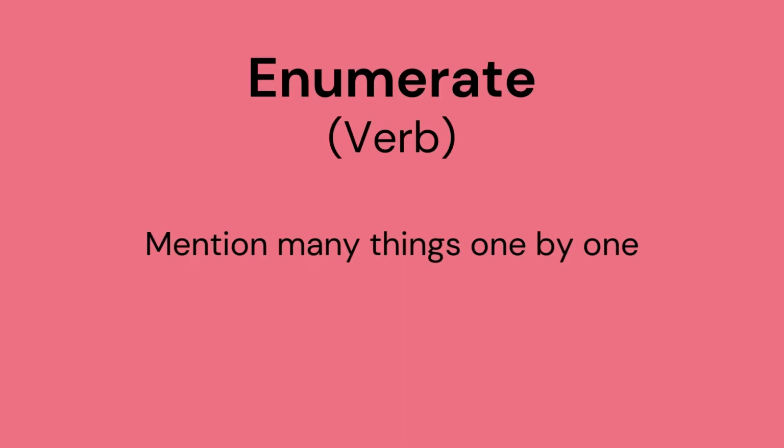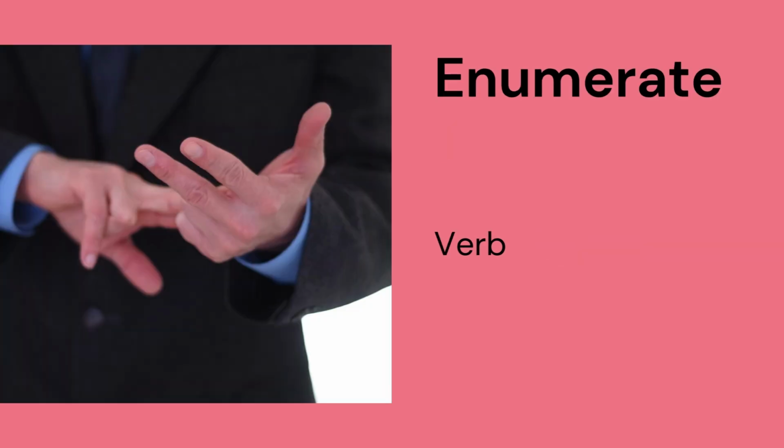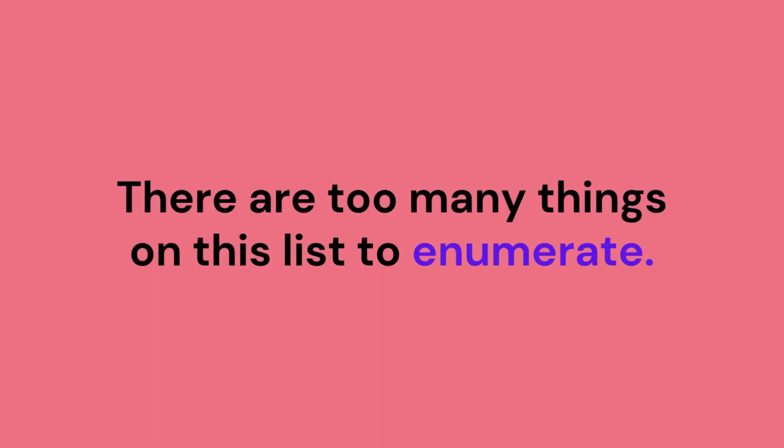Enumerate. Enumerate is a verb, and it means to mention many things one by one. You can imagine your parents enumerating why you should study. Firstly, if you study, you will get a good job. Secondly, if you study, and so on and so on. Enumerate, which is a verb. Here is our sentence. There are too many things on this list to enumerate.